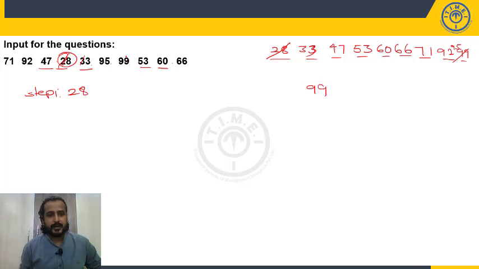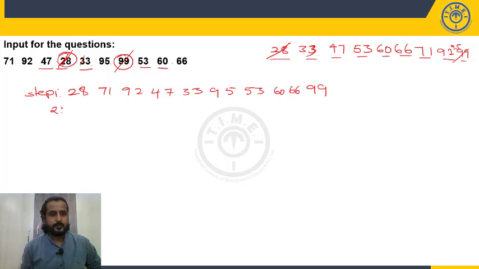So cancel the 28 and 99. This cancellation is important, otherwise there is a chance of repeating the numbers. Okay. 28 and 99 ruled out. The remaining numbers are all between them: 71, 92, 47, 33, 95, 53, 60, 66. So step 1 is completed.